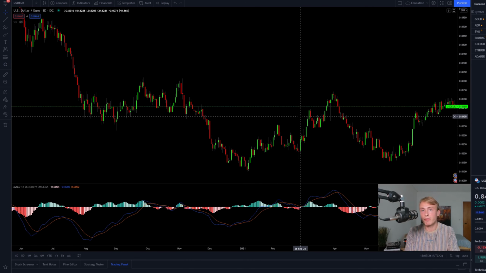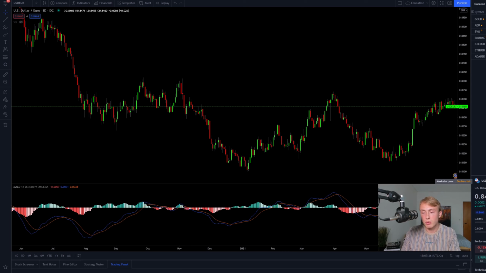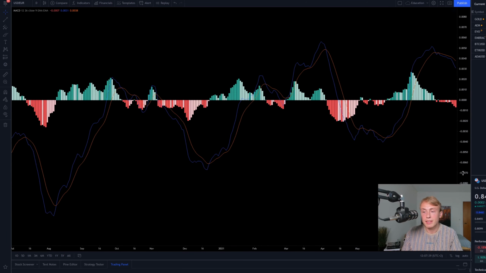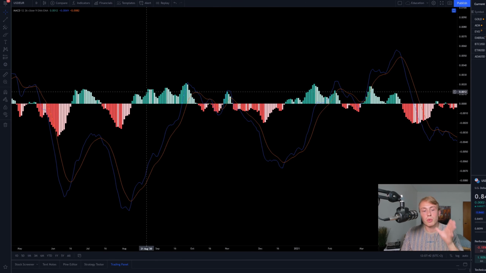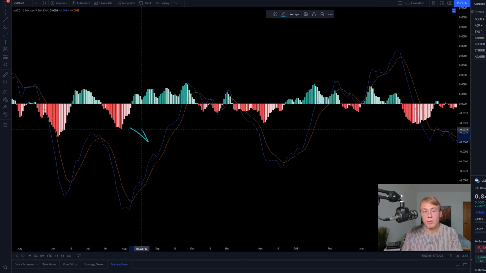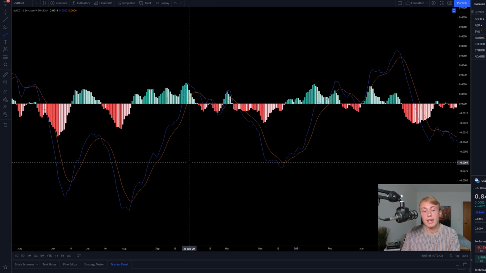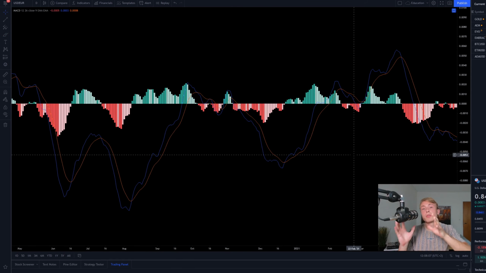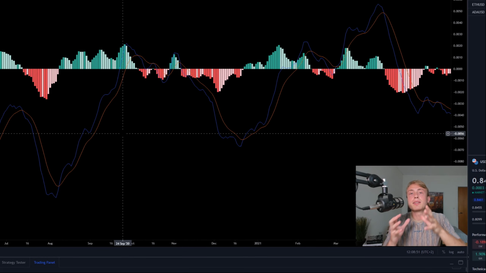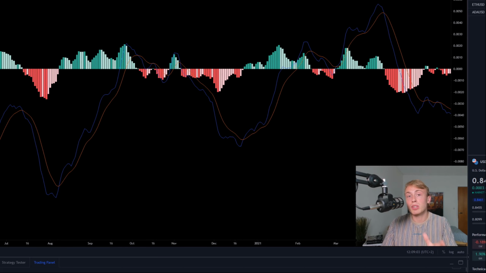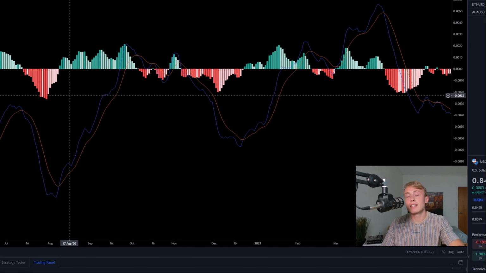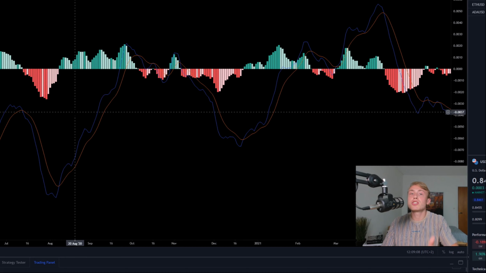But the MACD is different from the RSI, and it uses different methods to calculate momentum. If you look down to the MACD, it actually consists of, first of all, two lines. We have one blue line that is called the MACD line, and an orange line, which is called the signal line. The MACD line is calculated by taking the 12-day exponential moving average and subtracting the 26-day exponential moving average. That will give you the blue line. And the orange line is a moving average of the blue line.